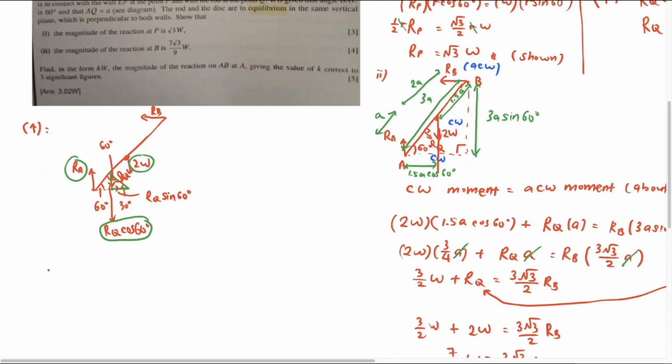There is no component that acts vertically for this. So what we need to take is this one acts upwards, and this one acts downwards. This one also acts downwards. At least we can form an equation by doing this. So this is for vertical. For vertical, RA, these two are downwards, equal to 2W plus RQ cos 60.